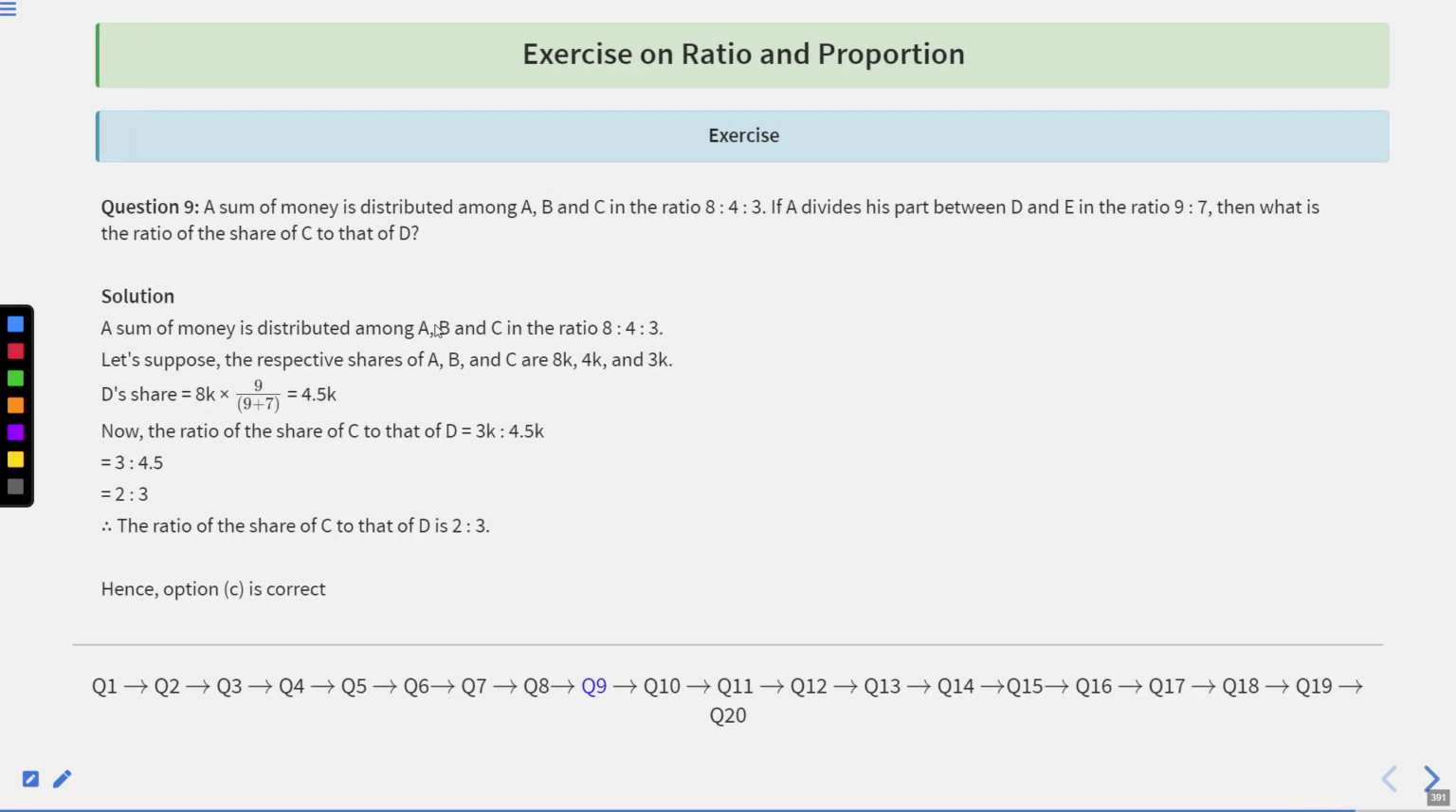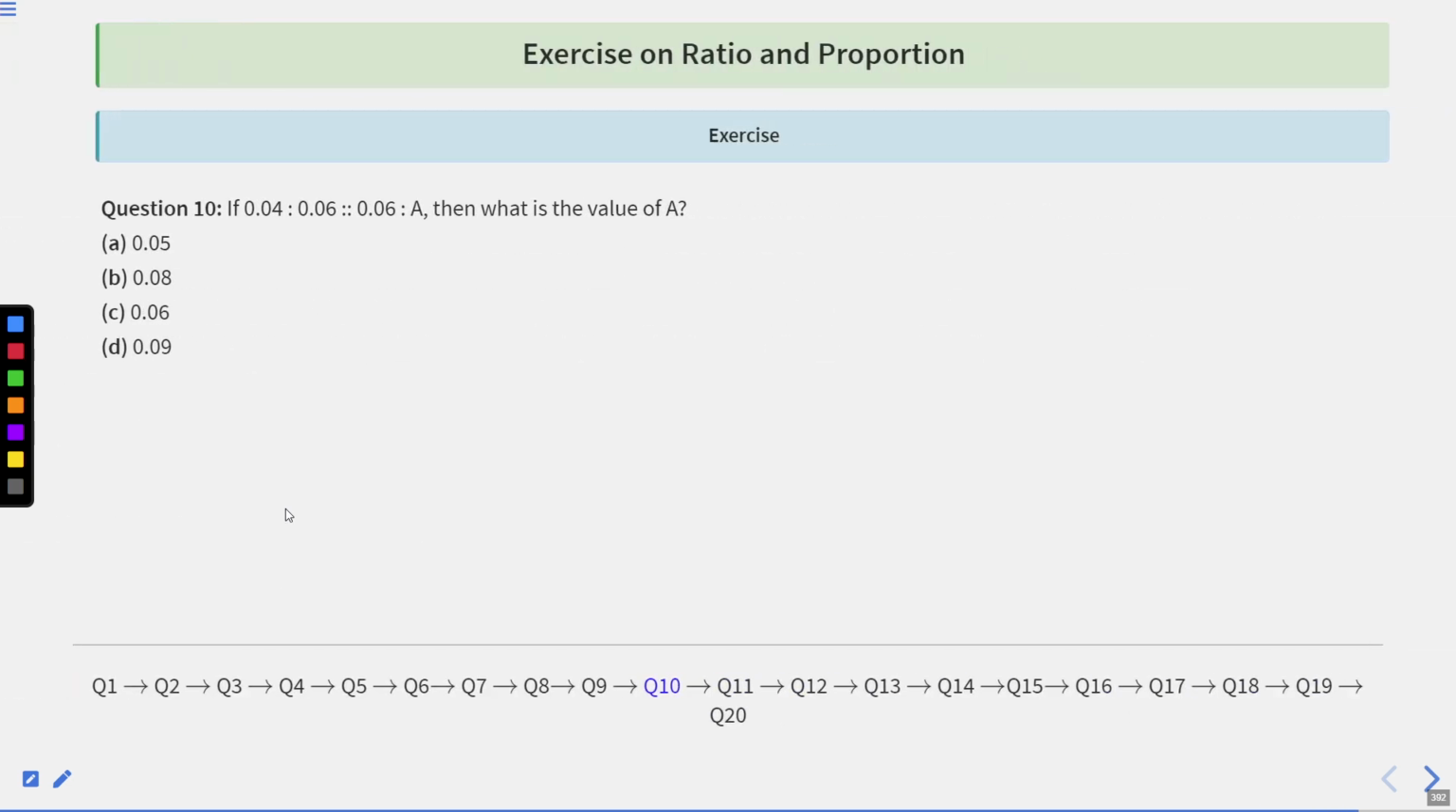So a sum of money is distributed among A, B, C in this ratio. Let us suppose their respective shares be A 8k, B 4k and C 3k. And D's share is 8k times 9 upon 9 plus 7, that is 4.5k. So now the ratio of the share of C to that of D will be 3k is to 4.5k, that is 2 is to 3. So the option correct here is option C.